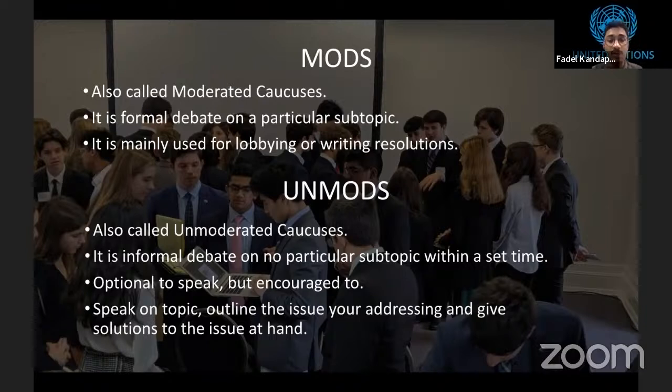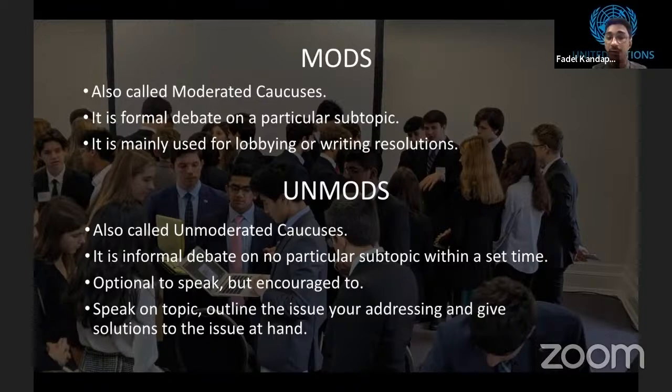So unmods. Unmods are also called unmoderated caucuses. It is basically for informal debate, right? When unmods happen, it basically results in complete chaos, because there's no more formal aspect to unmods, and it's mostly just any delegate doing what they want to do. But what they're mostly trying to do is build alliances, right? Before, we understood the importance of building alliances. You need allies, and the best way to do that is during unmods, because you're allowed to move around the committee, which you're not able to do during mods, right?